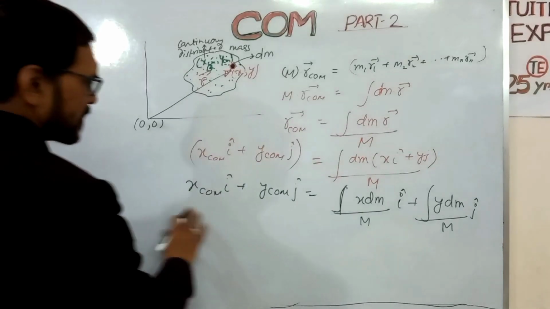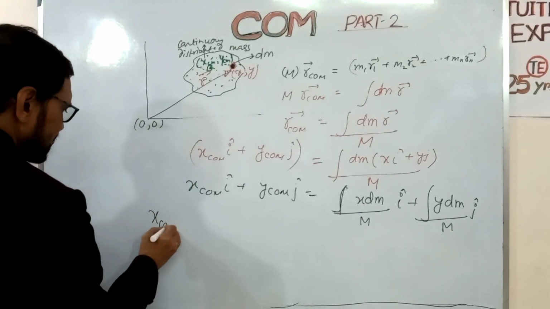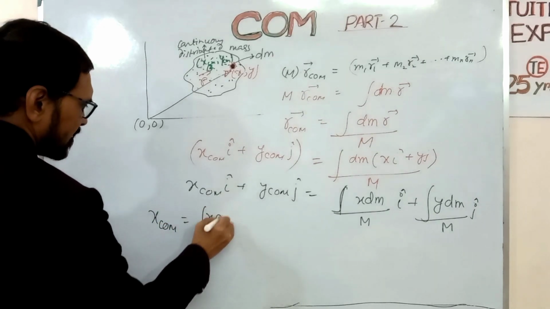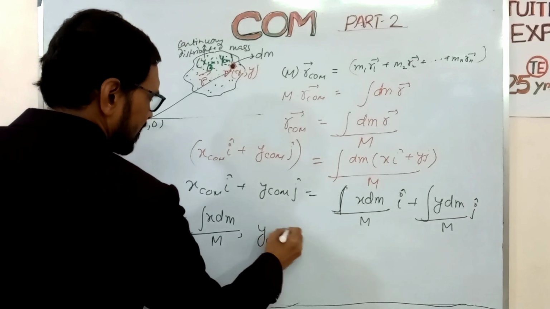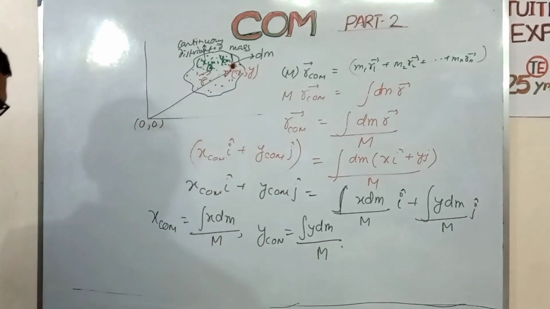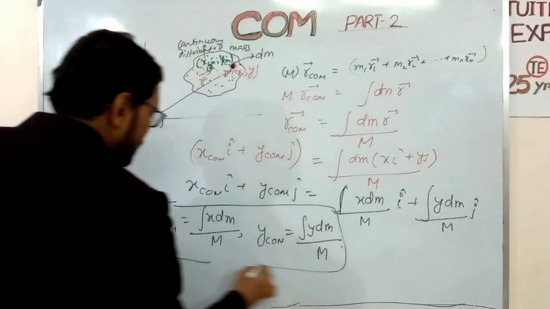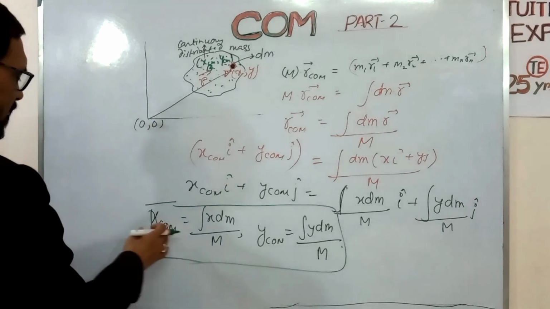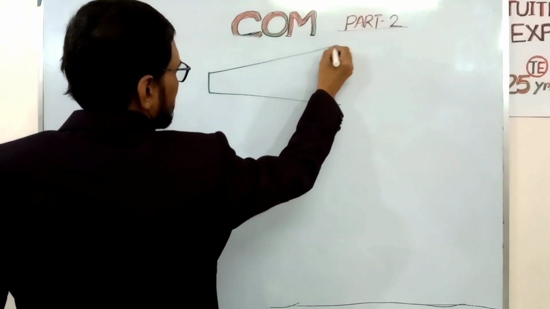Now, equating the coefficients of i and j on both sides, we get the formula for a continuous distributed mass system. This is the formula for the coordinates of the center of mass for a continuous distributed mass.